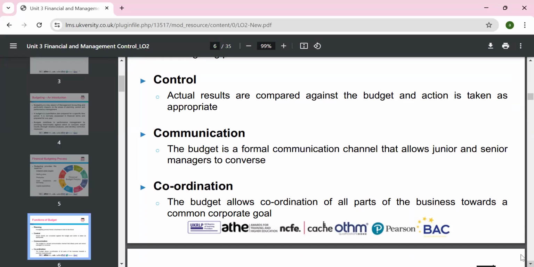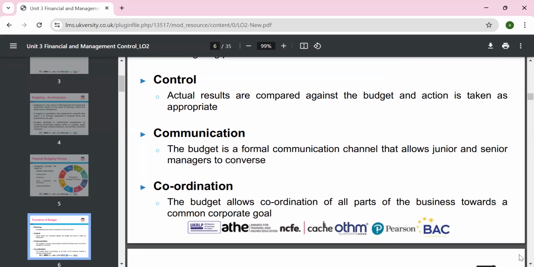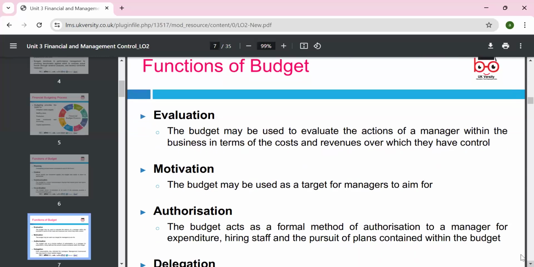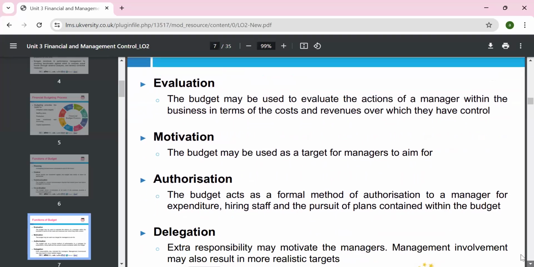Because the other way, the budget is a responsibility accounting. Coordination is very important. Coordinate with all the stakeholders to achieve the desired goal of the budget. So evaluation may be used to evaluate the action of the managers within the business in terms of cost and revenue. We can look at what cost, what revenue we generate.